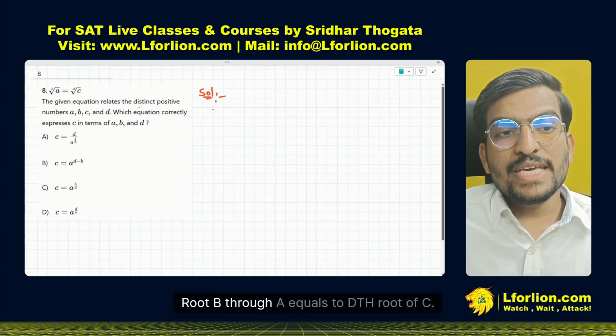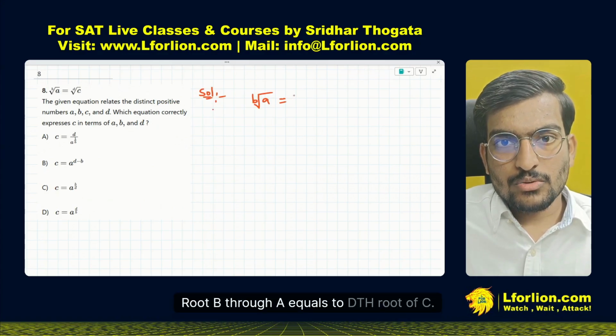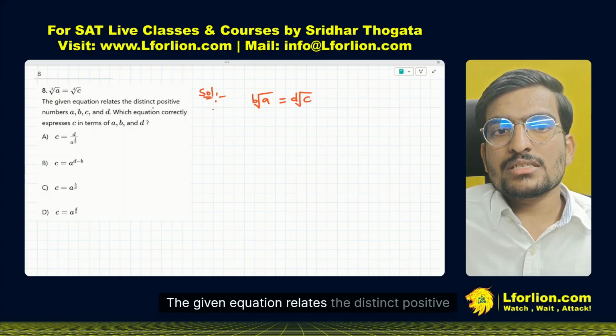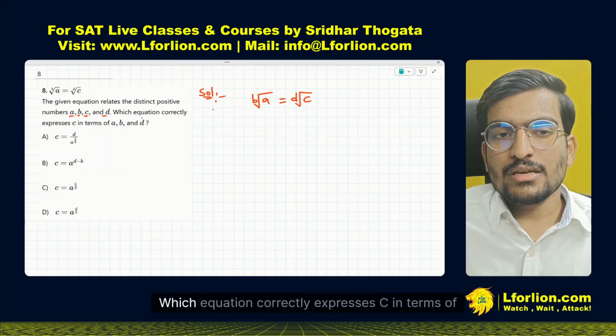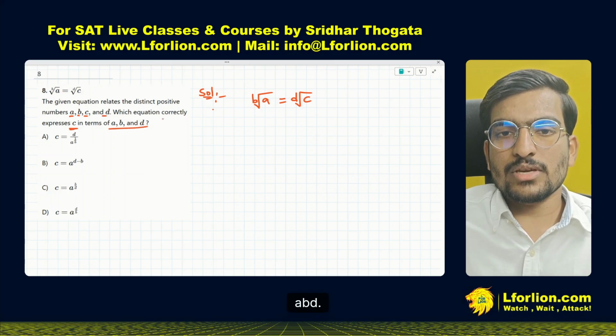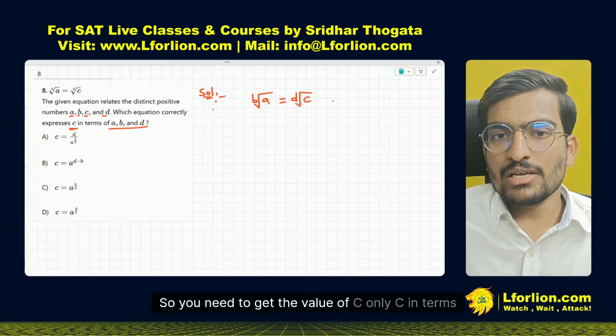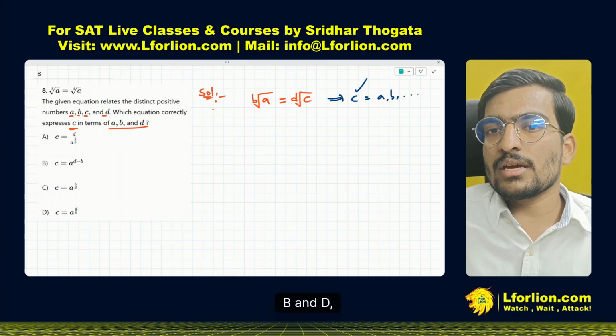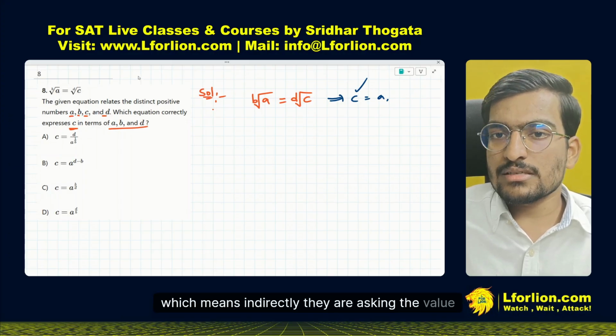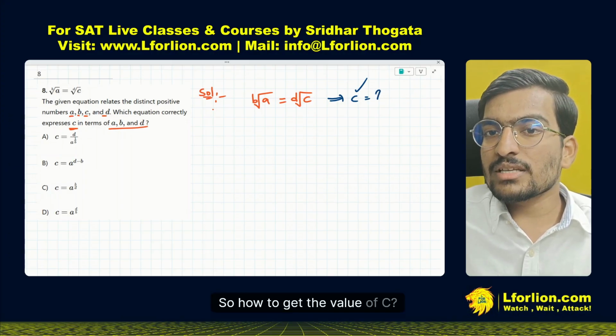Bth root of a equals to dth root of c. The given equation relates the distinct positive numbers a, b, c and d. Which equation correctly expresses c in terms of a, b, d? So you need to get the value of c, only c, in terms of a, b and d, which means indirectly they're asking the value of c. So how to get the value of c?